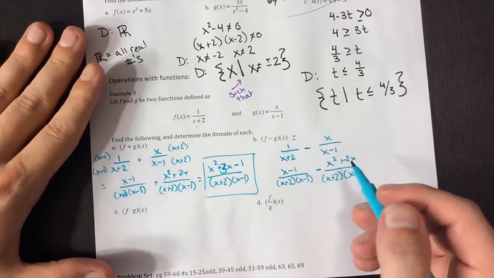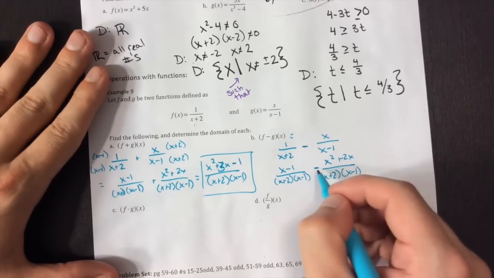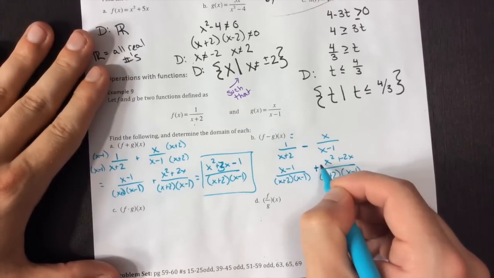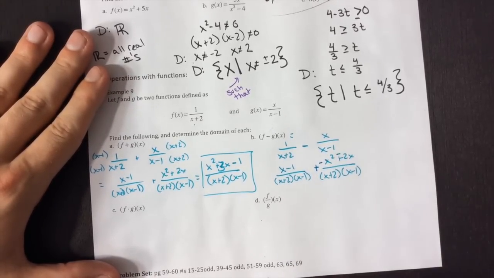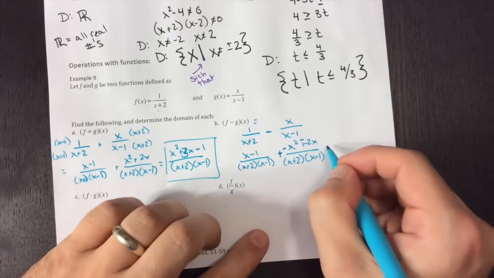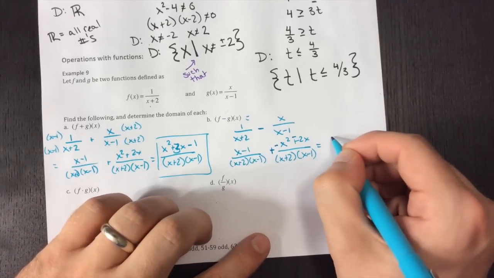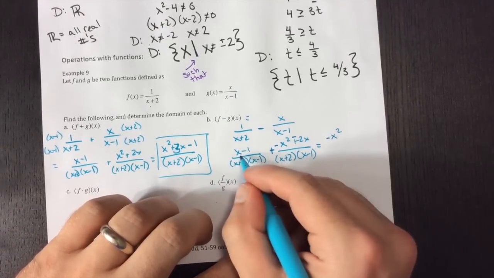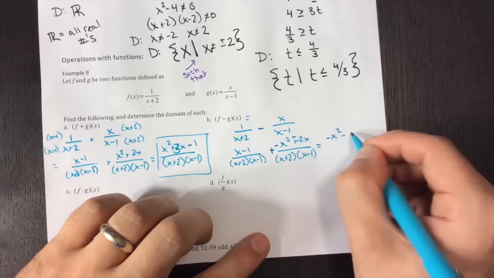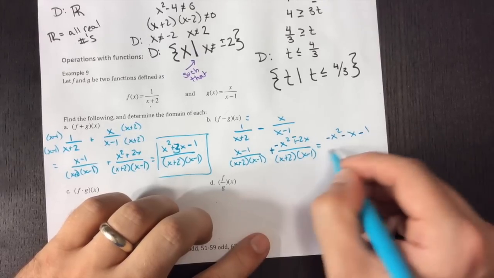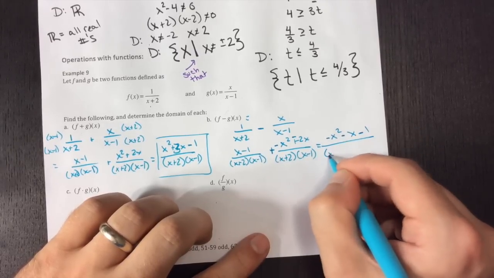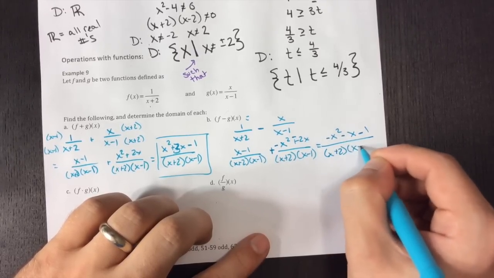Now the trick that I always like to do is when we're subtracting a quantity, I'm just going to distribute that negative. So that would leave our answer here with negative x squared, x minus 2x is negative x, minus 1 over x plus 2, x minus 1.